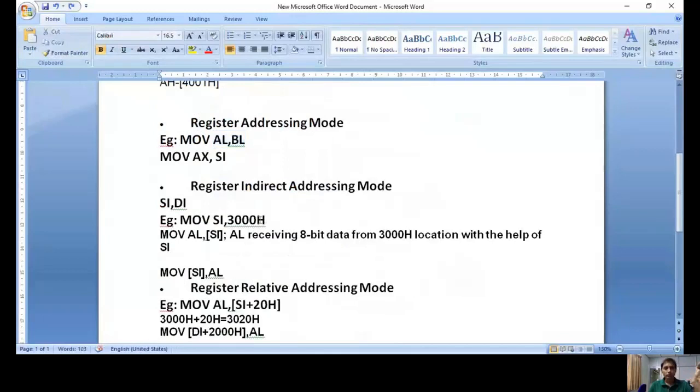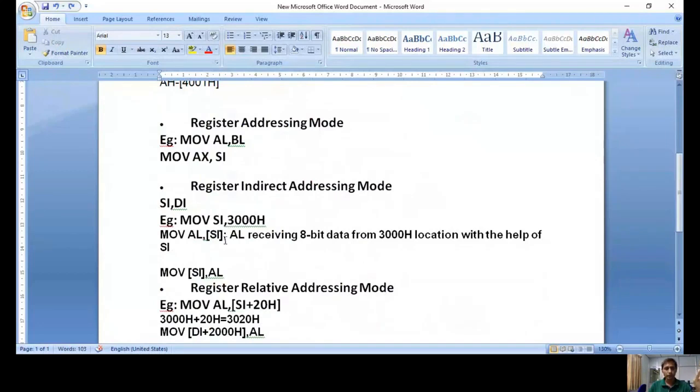Whereas in register indirect addressing mode, the processor can access data from an address through an indirect register, or the processor can send data to an address through an indirect register. See the example, MOV AL, [SI]. In this case, AL takes data from the 3000H memory location through the SI register. Similarly, in the reverse example, AL sends its 8-bit data to the memory location 3000H through the SI register, using the SI register indirectly.